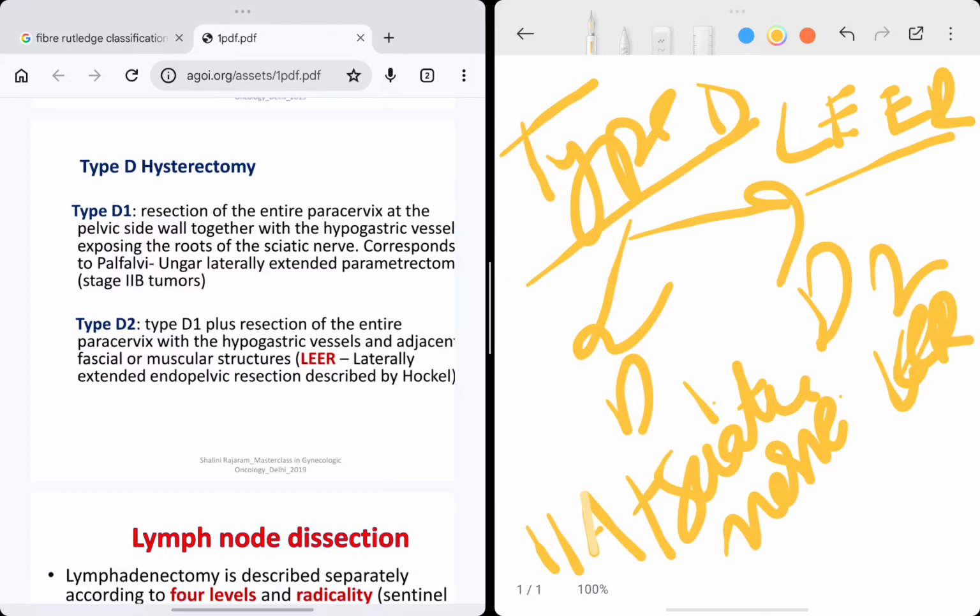So the resection of the entire paracervix at the pelvic side walls together with the hypogastric vessels, exposing the roots of the sciatic nerve, corresponds to Magrina's laterally extended parametrectomy. And type D2 is when type D1 plus resection of the entire paracervix with hypogastric vessels and the fascial and muscular structures, known as laterally extended endopelvic resection.